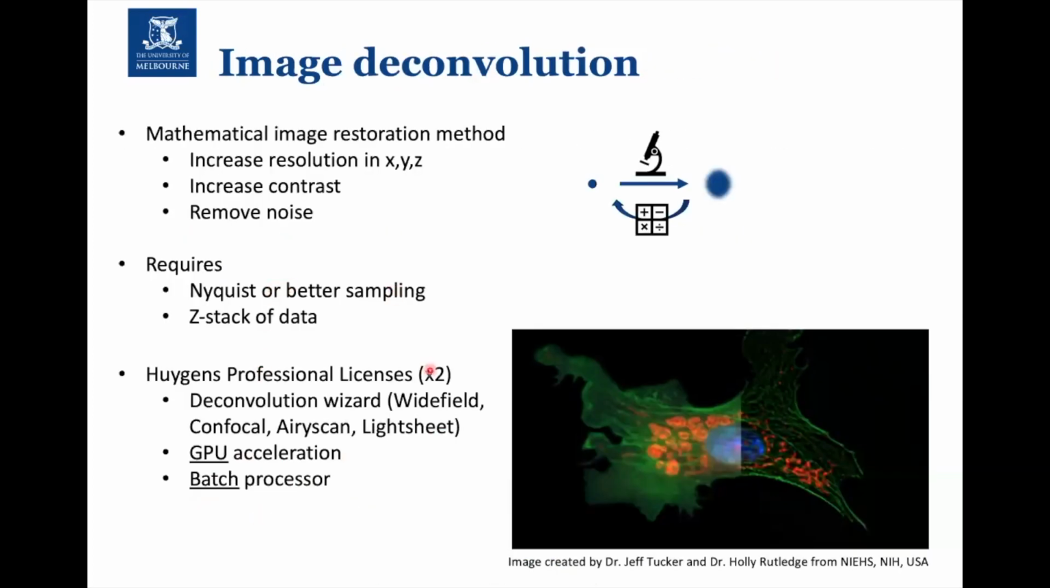What I should say is we're using a model of how the light behaves going through the instrument, and the mathematical restoration uses that model to reassign the light that may have been coming from another focal plane back to where that light originated. And again, this is an example here of deconvolved versus Widefield data.